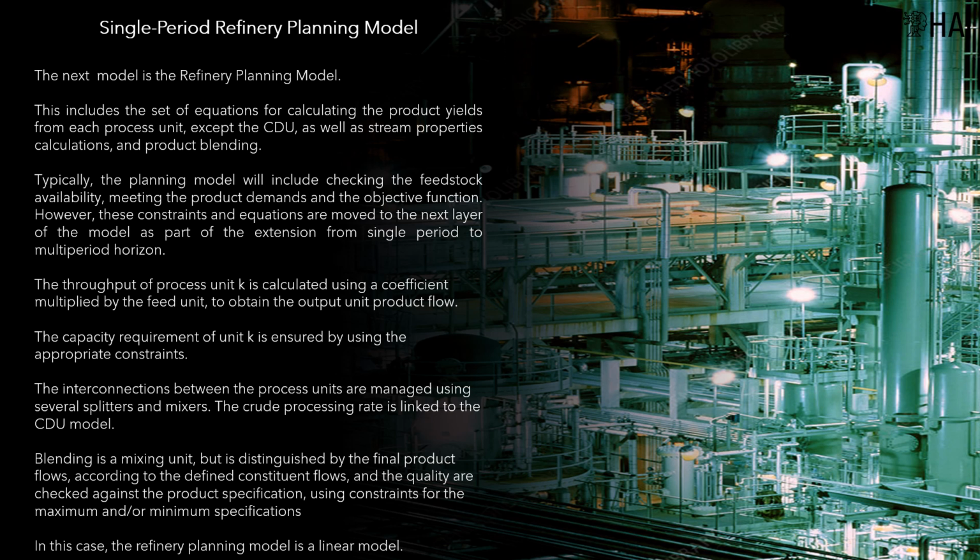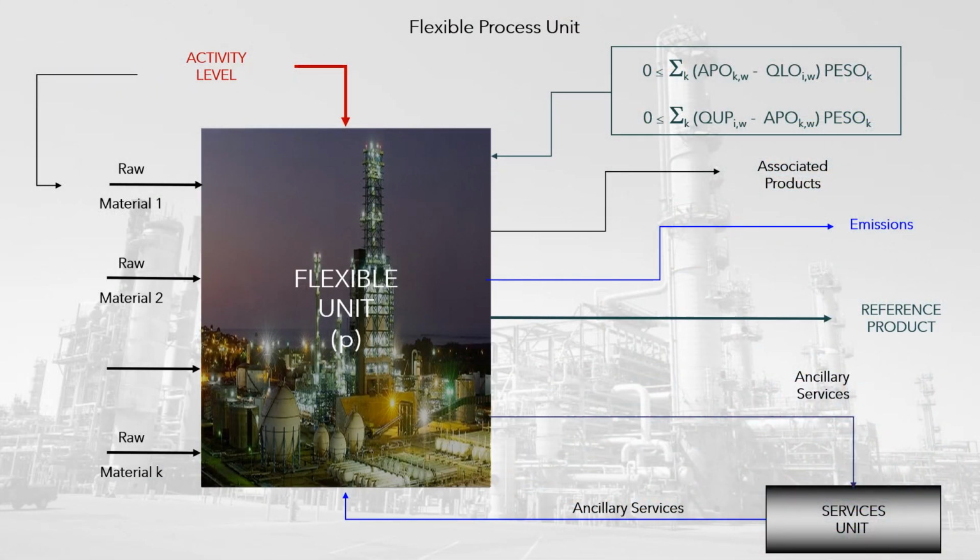The throughput of process unit K is calculated using a coefficient multiplied by the feed, to obtain the output product flow. The capacity requirement of unit K is ensured by using the appropriate constraints. The interconnections between the process units are managed using several splitters and mixers. The crude processing rate is linked to the CDU model. Blending is a mixing unit, but is distinguished by the final product flows, according to the defined constituent flows, and the quality is checked against the product specification, using constraints for the maximum and/or minimum specifications. In this case, the refinery planning model is a linear model.